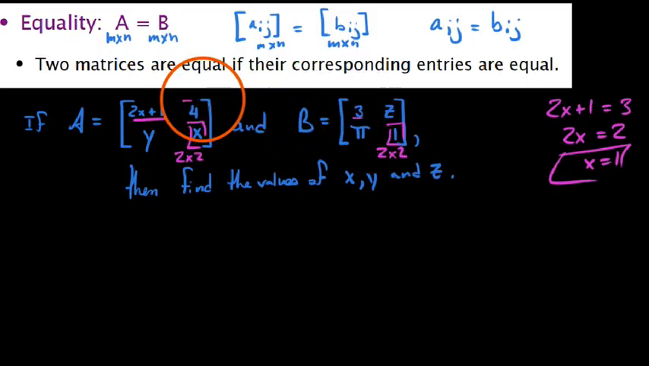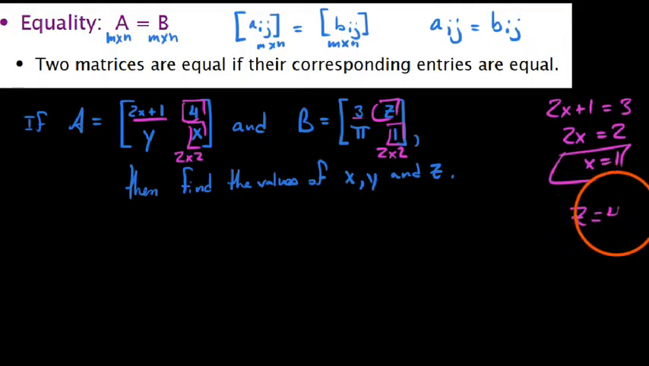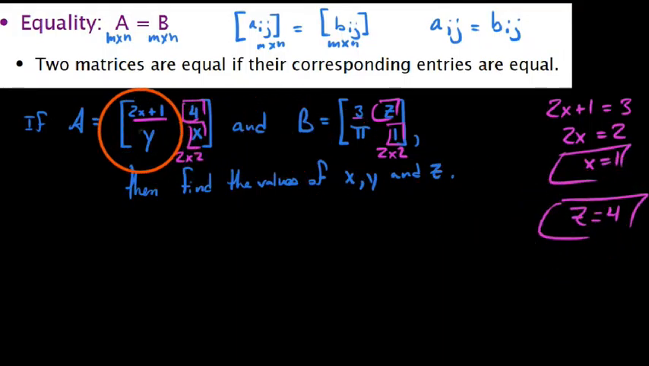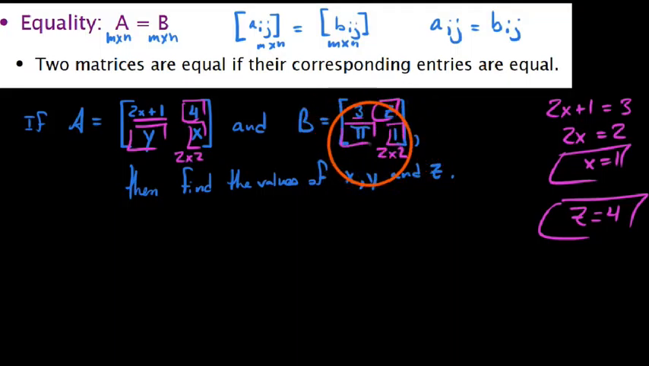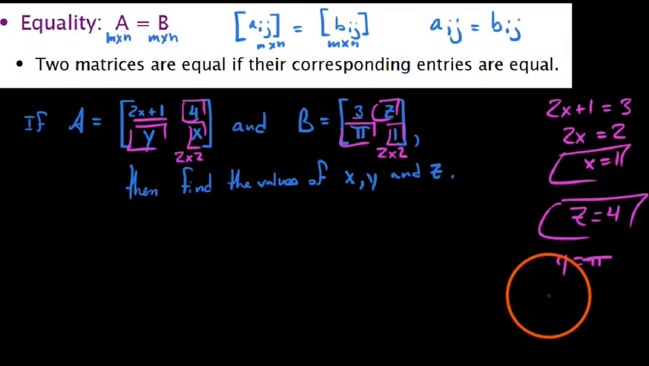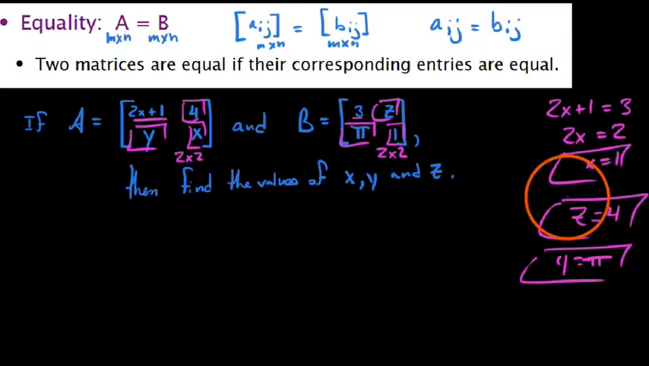Basically, we could say also that z is equal to 4, I notice here. And then also we would say that the entry here that is in the second row first column is equal to the entry here in the second row first column. And so we would say y is equal to pi. So in this particular instance, we could say that these are the values of x, y, and z if these two matrices are equal, and corresponding entries are equal to one another. Cheers.